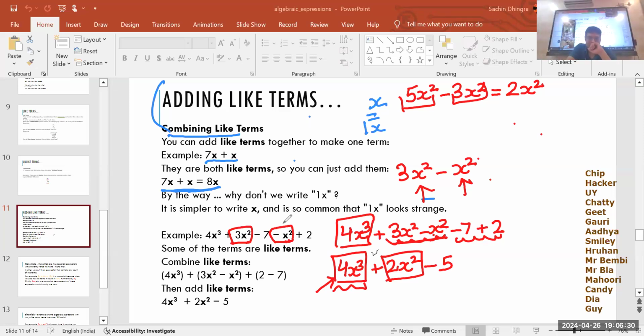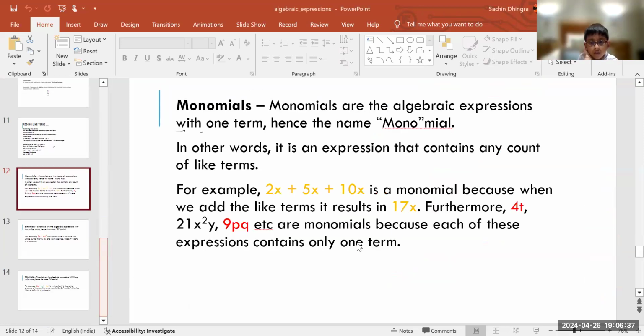Beta, we will practice, then you will understand it. When we practice, then you will understand.